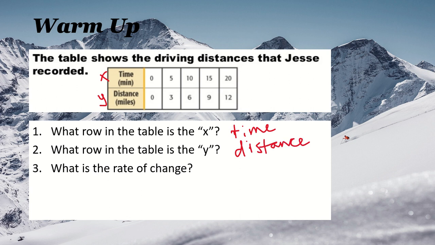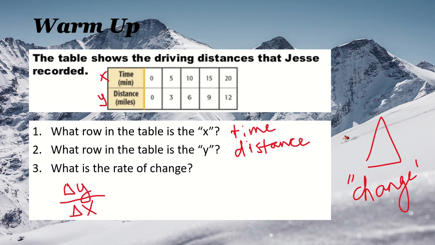What is the rate of change? Remember from yesterday, first start with the formula. Rate of change is change in y over change in x. Remember what that triangle symbol represents. It's called delta. That's the official name of the symbol, and that symbol is a shortcut. Instead of having to write change in, we can just use that symbol. So let's do change in y over change in x.